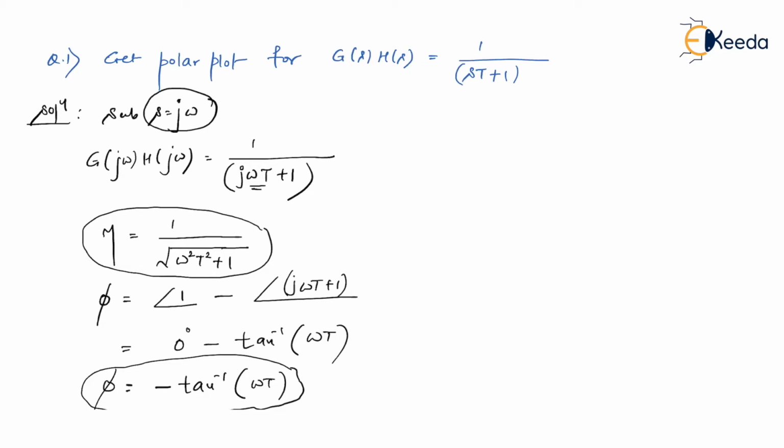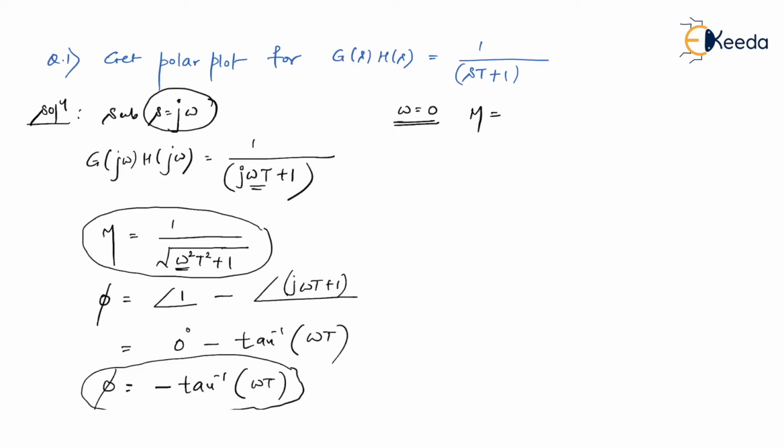As I said, polar plot is nothing but the variation or motion of GH with respect to omega when it is changed from 0 to infinity in the GH plane. So our aim is now to make omega equal to 0, that is the initial value. So at omega equal to 0, let us see what is the magnitude, what is the phase. We can do this orally.